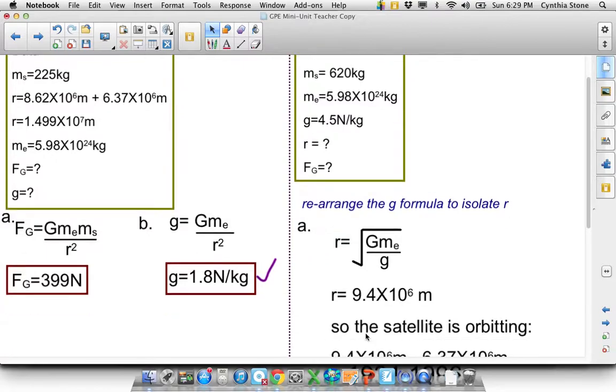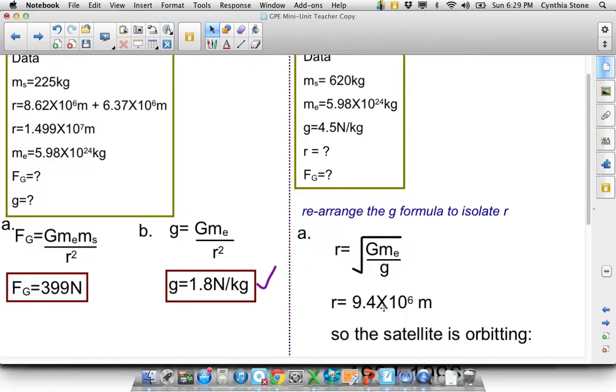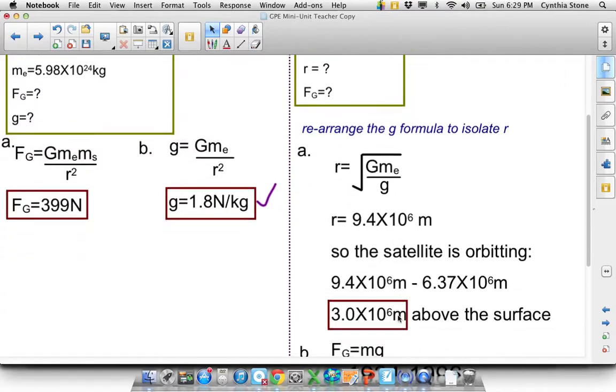And we solve it, and that gives us an R of 9.4 times 10 to the 6. But that's not the surface of the Earth, right? That's how far from the center of the Earth. So to get the height above the surface, you have to subtract the radius of the Earth, and this is the radius of the Earth right here. Okay?